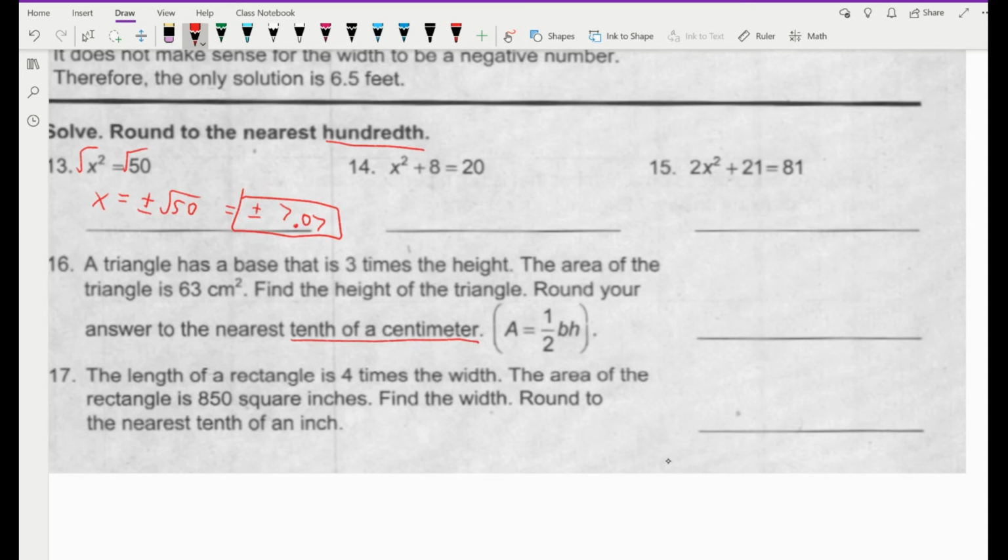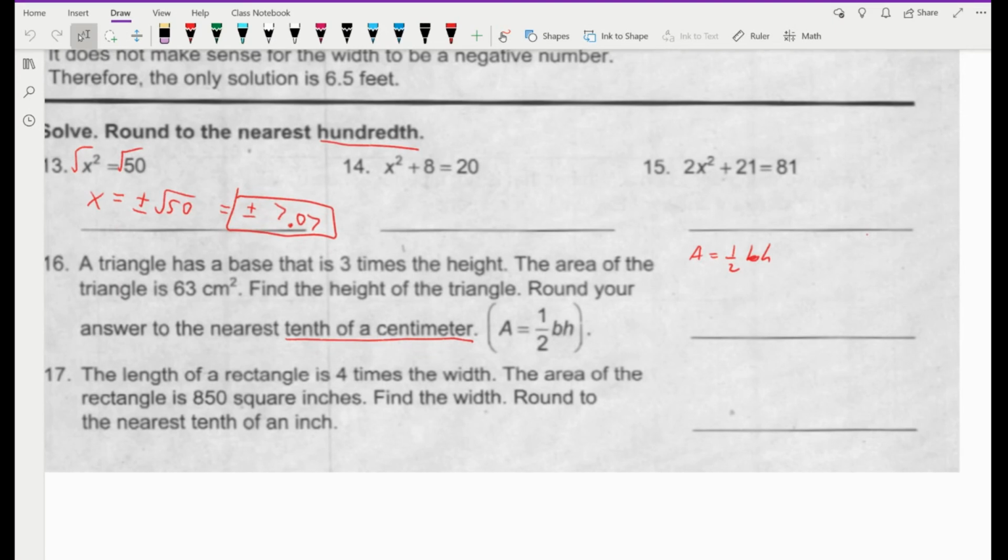So we're going to have area is equal to 1/2 base times height. Now it says in the problem the base is equal to 3 times the height. And we'll use this little substitution here, 3 times the height. We're just going to plug it in where the base is right here. So the area becomes 1/2 the base, which is 3h, times h. And this will equal 3/2 h squared. We know the area is going to be 63 square centimeters.